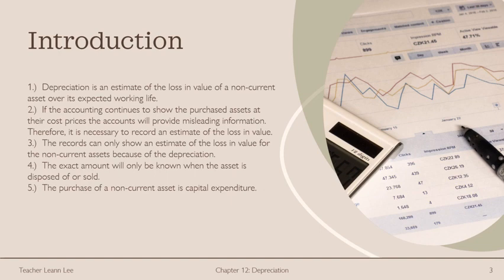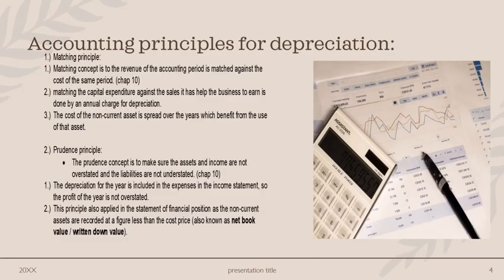The purchase of a non-current asset is capital expenditure. Capital expenditure we already mentioned in chapter 10. When you purchase a non-current asset, we call it capital expenditure. If you sell it and you receive money, then we call it capital revenue.